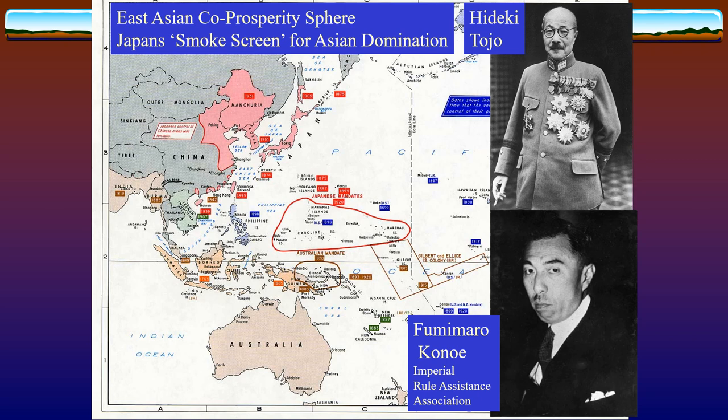And so Tojo's going to be the prime minister through most of the war years. We'll talk about Prime Minister Suzuki later on, and that will be when we talk about the atomic bomb.